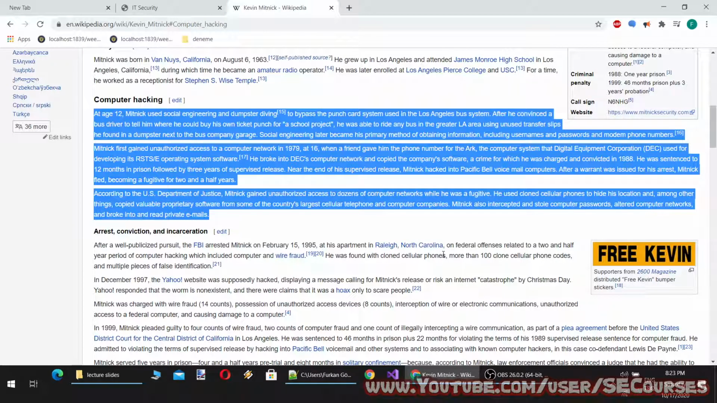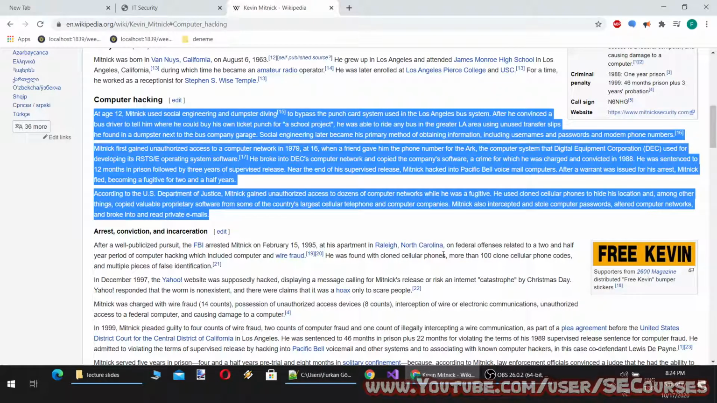Mitnick first gained unauthorized access to a computer network in 1979, at 16, when a friend gave him the phone number for the ARC, the computer system that Digital Equipment Corporation (DEC) used for developing its RSTS-E operating system software. He broke into DEC's computer network and copied the company's software, a crime for which he was charged and convicted in 1988. He was sentenced to 12 months in prison followed by 3 years of supervised release.